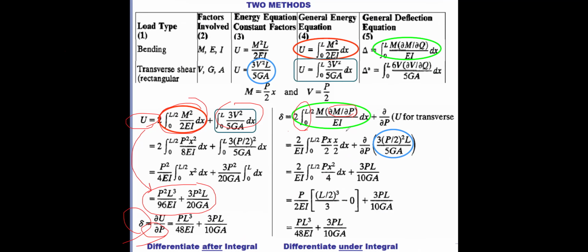This part is for bending, and the second term is for the transverse shear. So for this second method, we can directly get the deflection. It's differentiating under the integral, and the first method is differentiating after the integral. I just want to recall your memory.